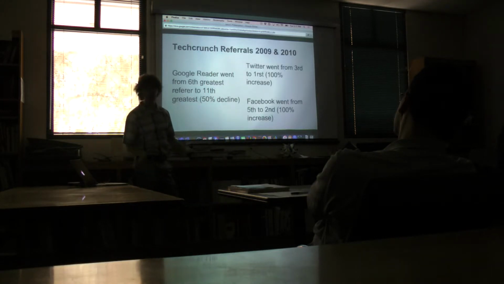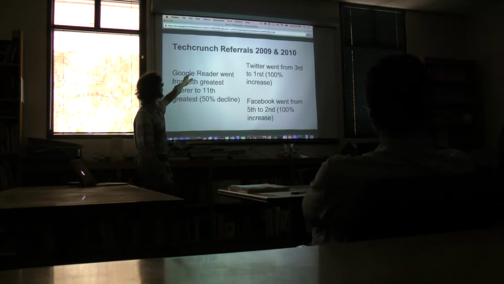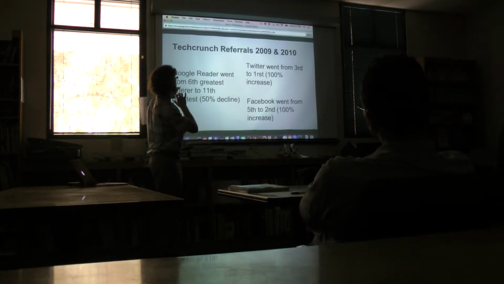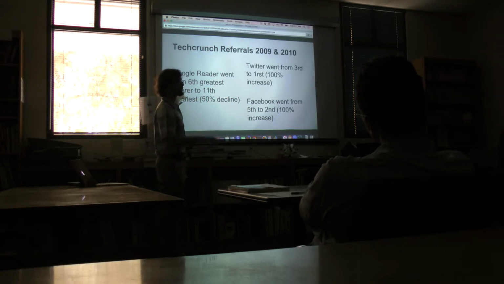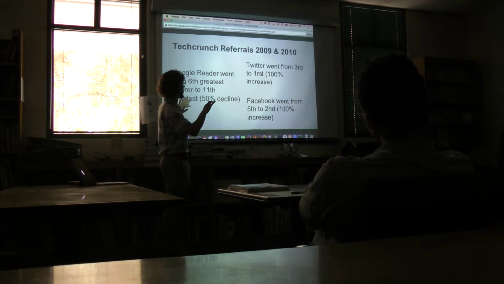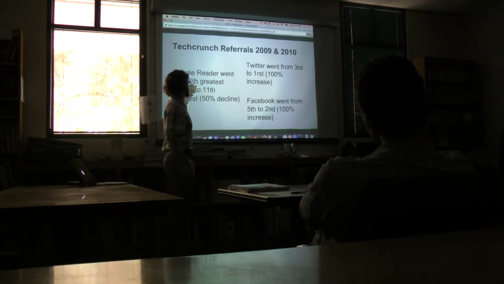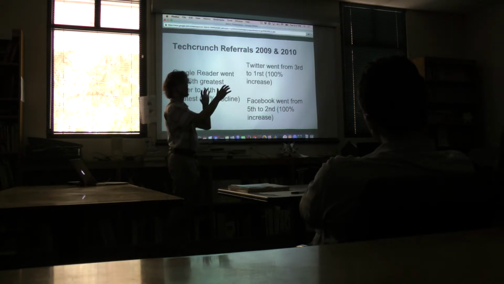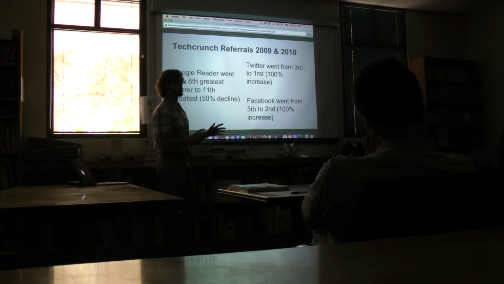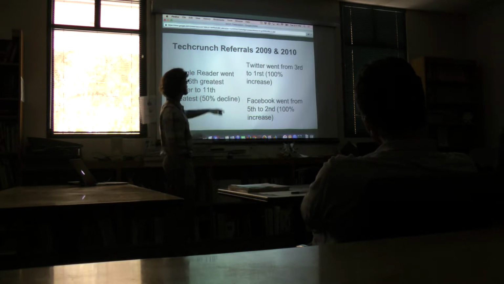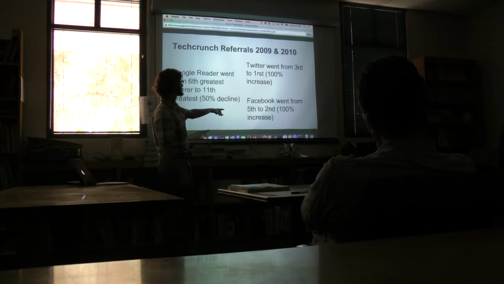Next, I'll talk about actual referrals to TechCrunch. TechCrunch published an article where they looked at referrals from different sources between 2009 and 2010. And Google Reader, which was the largest feed aggregator online at the time, went from the 6th greatest referrer to the 11th greatest, which was a 50% decline in the number of referrals to TechCrunch, where a referral is someone going to TechCrunch from the service. In the same time period, Twitter went from 3rd to 1st by doubling, and Facebook went from 5th to 2nd, again by doubling.